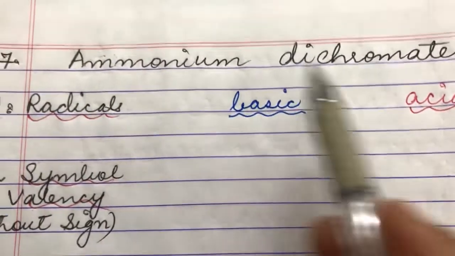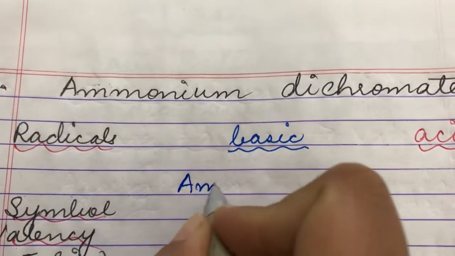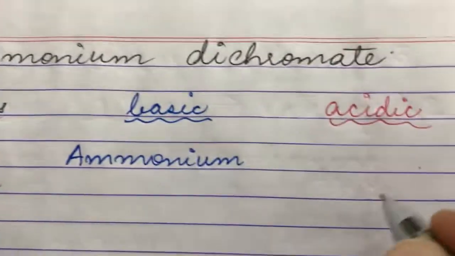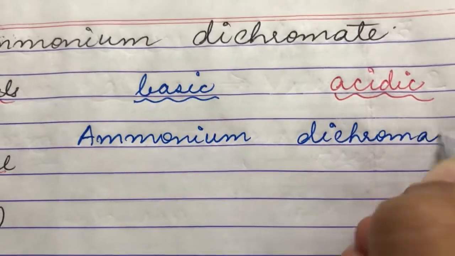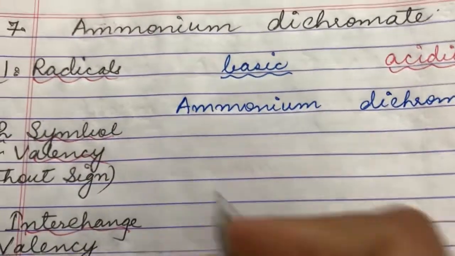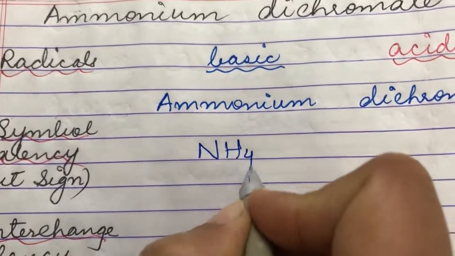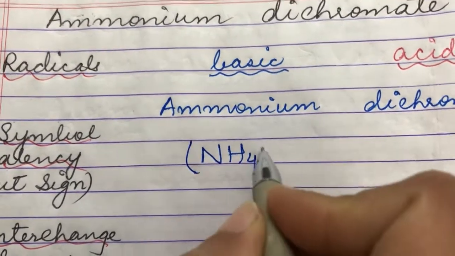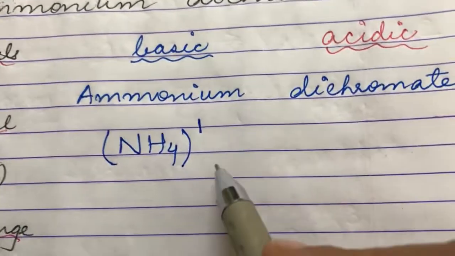And now we try one more, ammonium dichromate. This is the next radical that we are taking. In ammonium dichromate, ammonium is the basic radical, and the acidic radical present here is a dichromate. Children, dichromate is a totally different formula which we're going to do now. The symbol of ammonium is NH4, as we've done earlier, N capital, H capital, 4 in the subscript. This whole is the symbol of ammonium. Put the whole in a bracket, write 1 on top of it because valency of ammonium is 1.